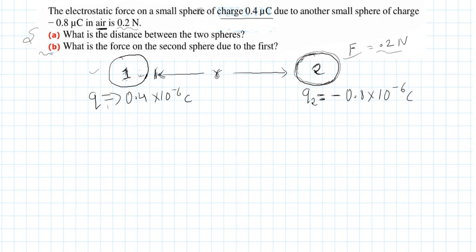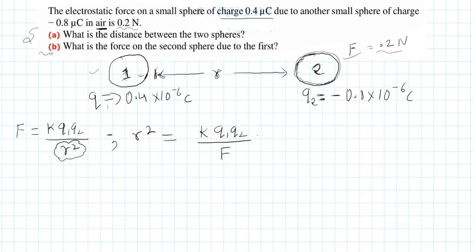We are assuming that the distance between them is r. So from Coulomb's law we know that force will be equal to that electrical constant times the product of charges upon the square of the distance between them, and we have to find out the distance here. So now we can write r square will be equal to k q1 q2 upon F.